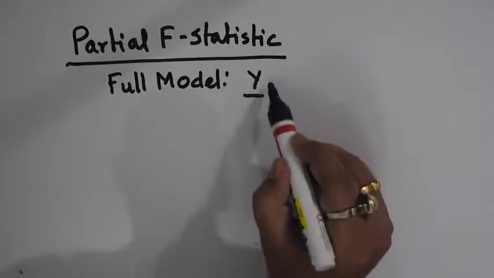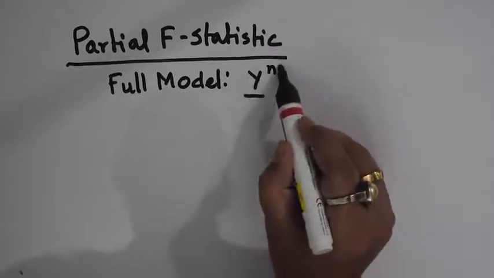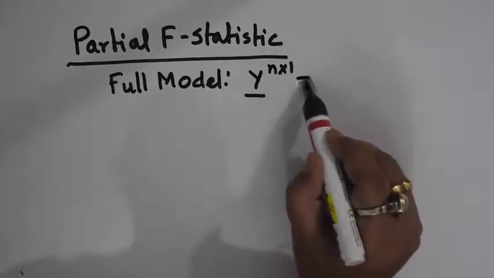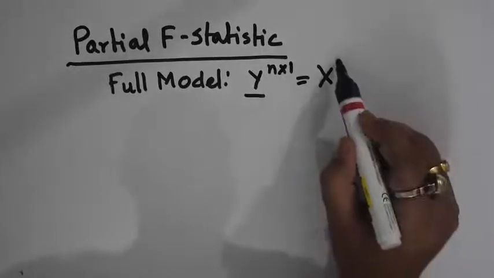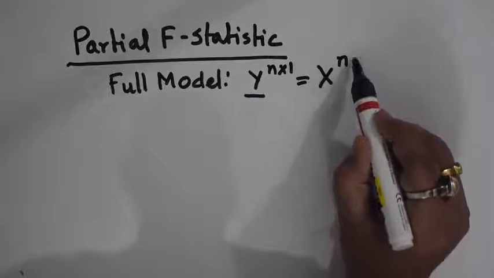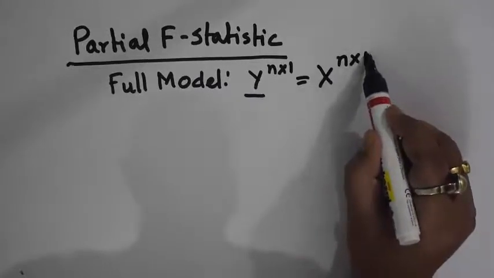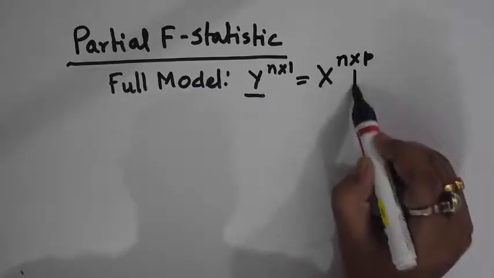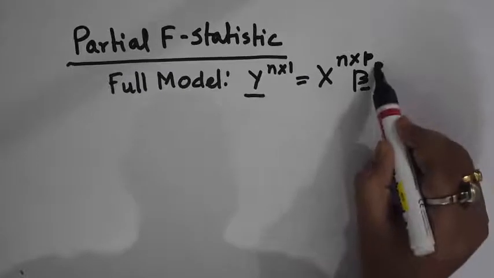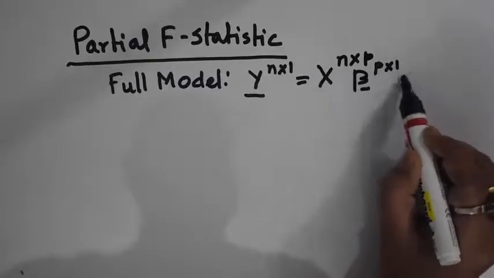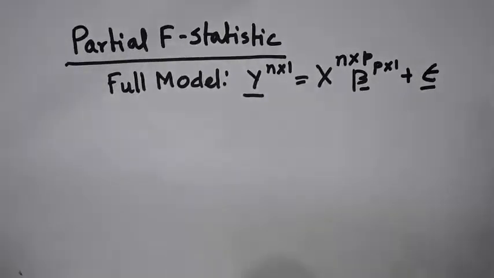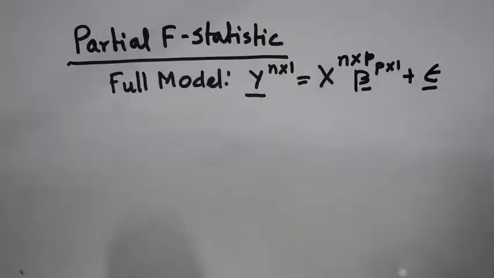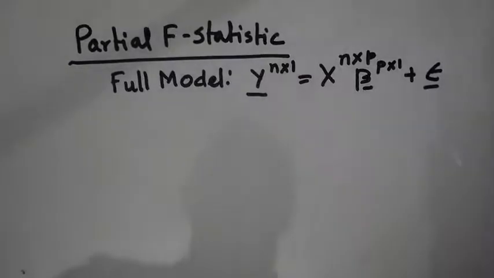Y curl of order n cross 1, equals X of order n cross p, times beta curl of order p plus 1, plus the vector of error components epsilon curl.